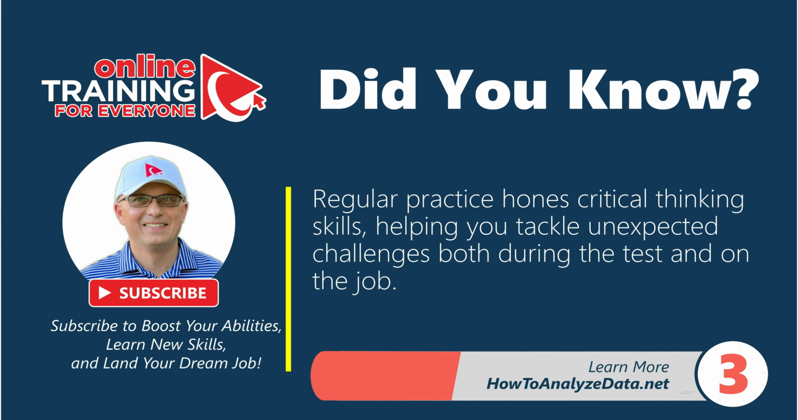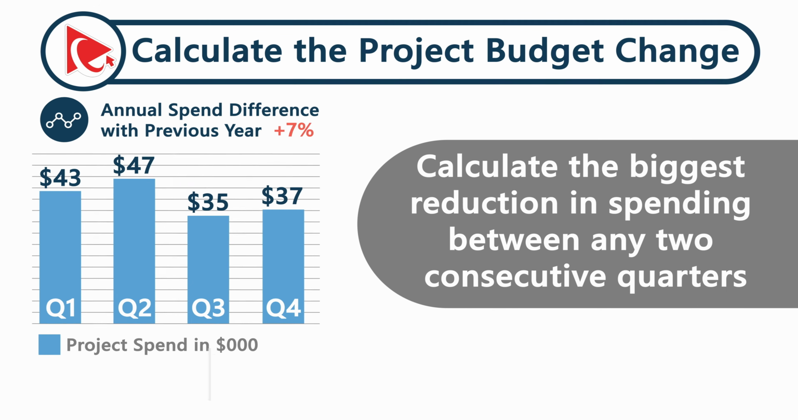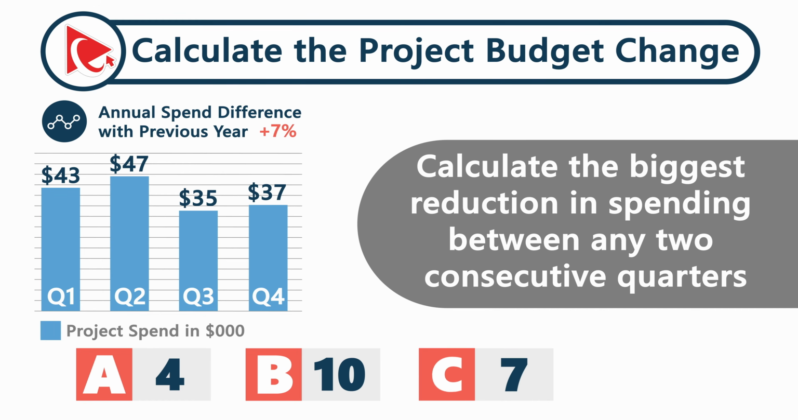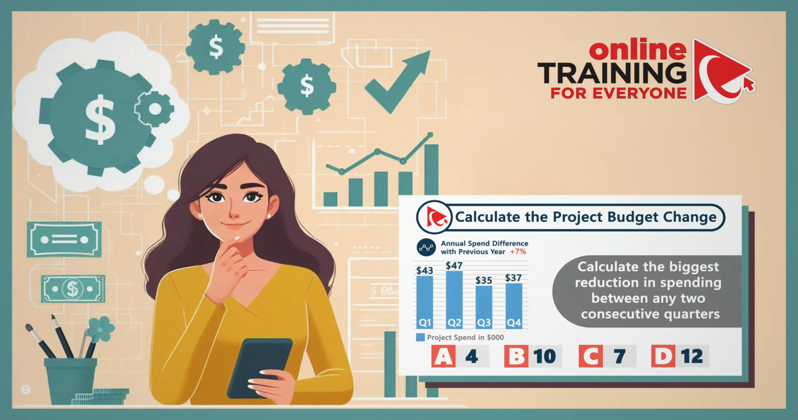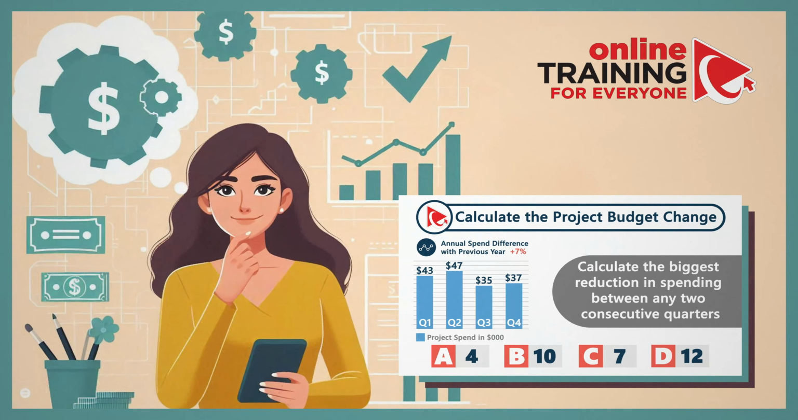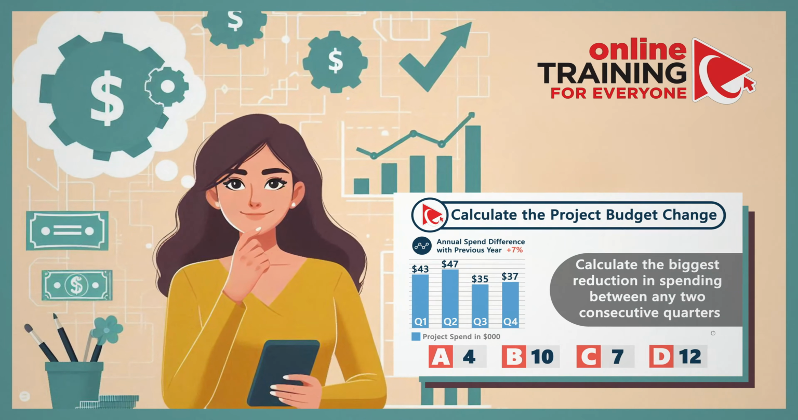In this question, you're presented with a chart, and you need to calculate the biggest reduction in spending between any 2 consecutive quarters. Your choices for the answers are choice A, 4, choice B, 10, choice C, 7, and choice D, 12. Review this question carefully, just like you would on a real test. Make sure you choose your answer before time runs out. And when you're done and your answer is ready, I'll walk you through the solution and we will compare our choices. Let's begin.